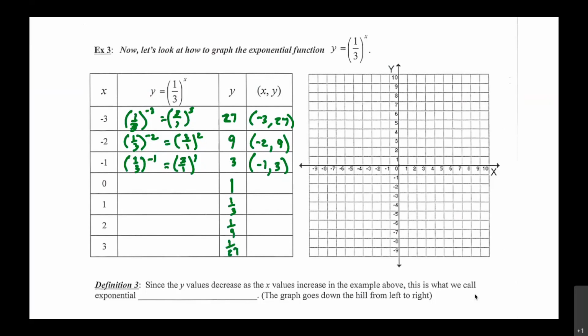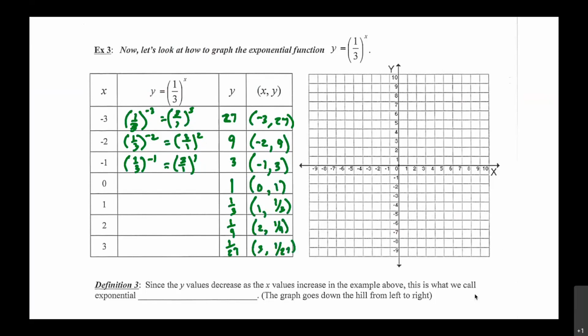So we've got all these points. 0, 1. 1, 1/3. 2, 1/9. And so all I did there is skip the plugging it in and just used the pattern to fill out the rest of it instead of plugging in every single value to get an answer.